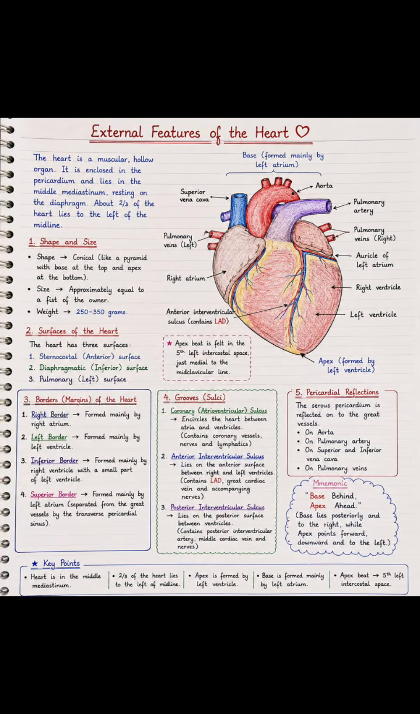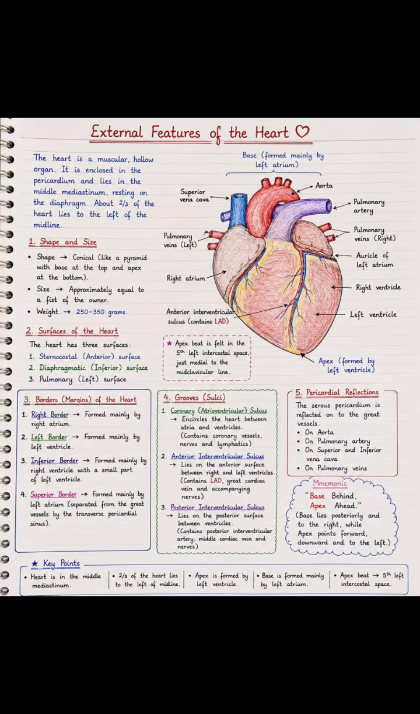Now let's talk about the grooves, also called sulci, of the heart. The first one is the coronary or atrioventricular sulcus. It encircles the heart between the atria and ventricles and contains coronary vessels, nerves, and lymphatics. The second is the anterior interventricular sulcus. It lies on the anterior surface between the right and left ventricles. It contains the LAD, great cardiac vein, and accompanying nerves.